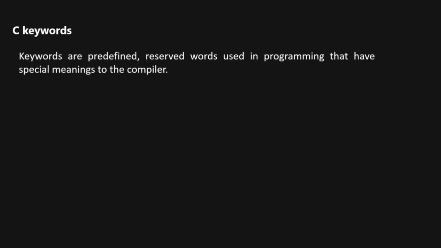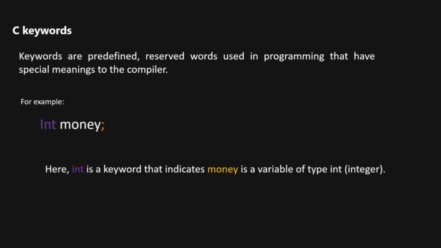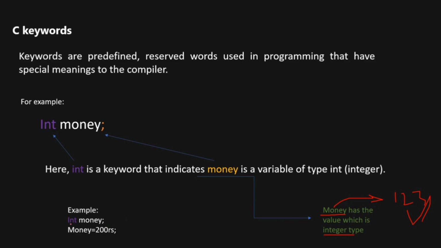Another is C keywords. Keywords are the predefined reserved words used in programming that have special meaning to the compiler. For example, int money. Here int is a keyword that indicates money is a variable of type integer. Here you can see int is a keyword and money will store a value which is of integer type. For example, money is a variable which will store 1, 2, 3 as an integer, that will store only the integer value. So this int is a keyword.